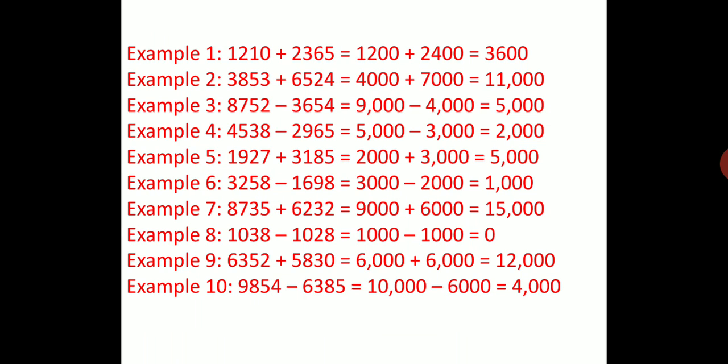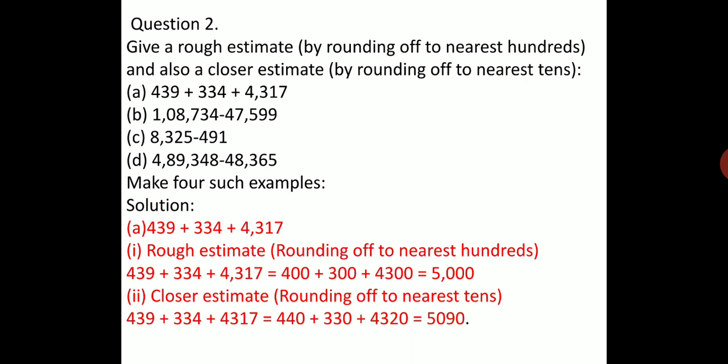And now here question number 2 is given. Give a rough estimate by rounding off to the nearest 100, and also a closer estimate by rounding off to the nearest tens. First we will do rounding off to the nearest 100, then we will see the same question in rounding off to the nearest tens. You can see the first A part, 439 plus 334 plus 4317, the rough estimate rounding up to the nearest 100.